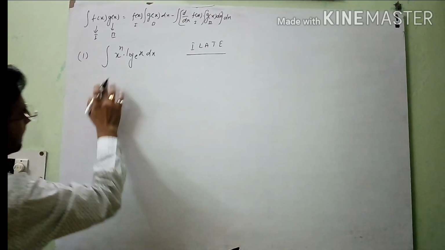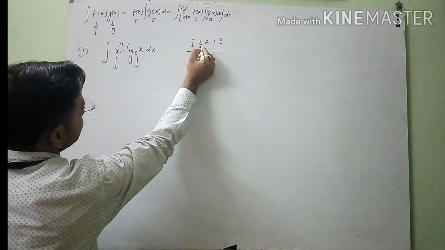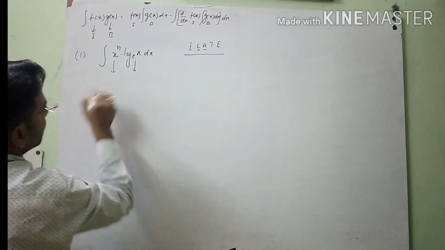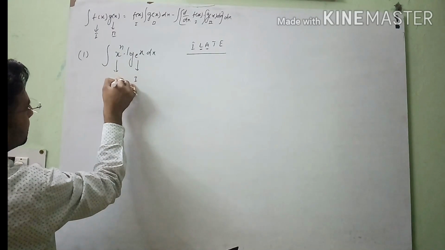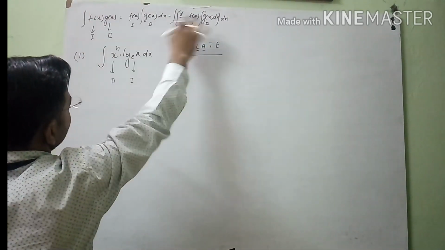Okay, with the help of the ILATE formula, see here, it is an algebraic function and a log function. So which comes first? Log function. This is our first function, this is our second. So according to the first and second function, I will solve this question in this way.